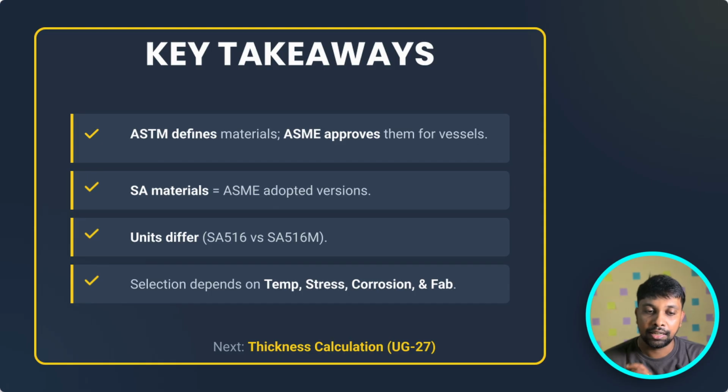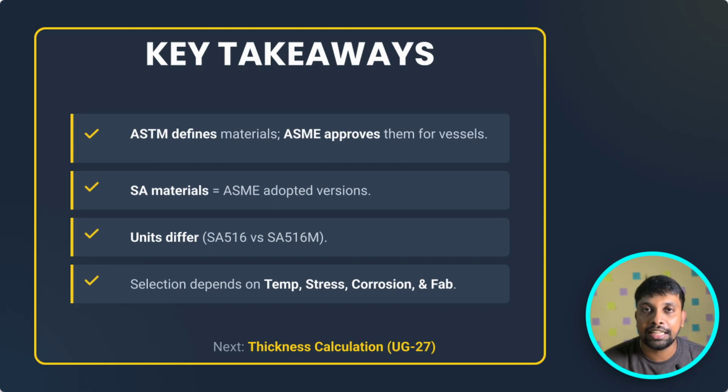SA material is the ASME adopted version. We can directly use the material if it starts with SA, like SA516, SA106, SA105. We can directly use that material in pressure vessel calculations without any worries. Unit differs. Most of the time you can get confused with the M and without M materials. If you are designing a vessel for SI units, for metric standards, use the M version. If you are designing for customary units, use SA516. It's a direct SA516 material.